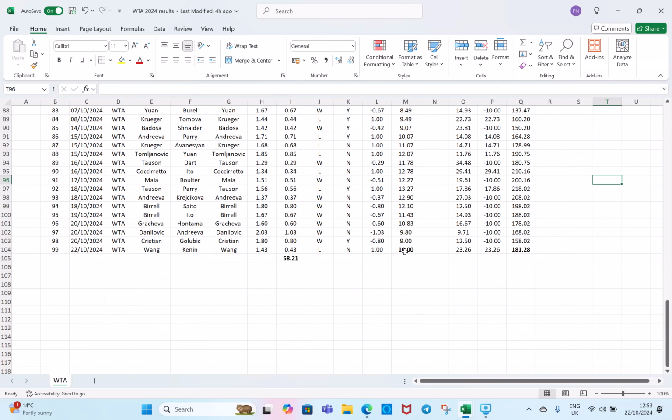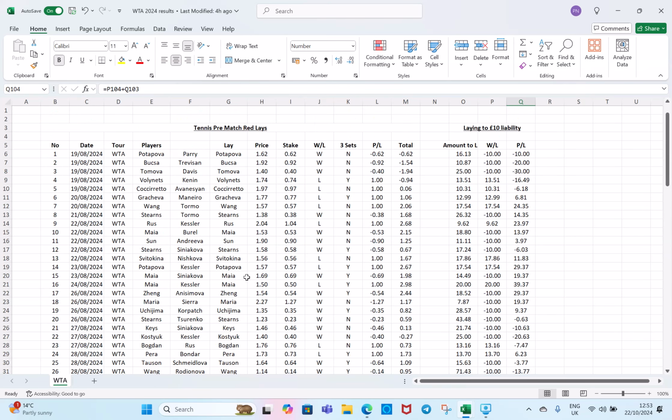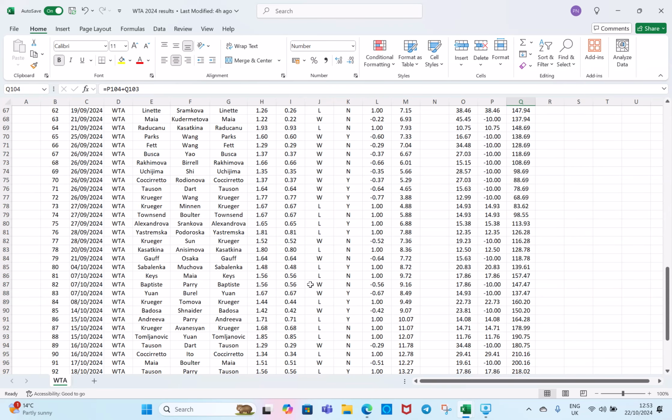99 bets. We're 10 points up, laying to a point. And laying to a point liability, for say £10 liability, it's £181 up after 99 bets, so over 2 months. So that's good, and I think this will continue.